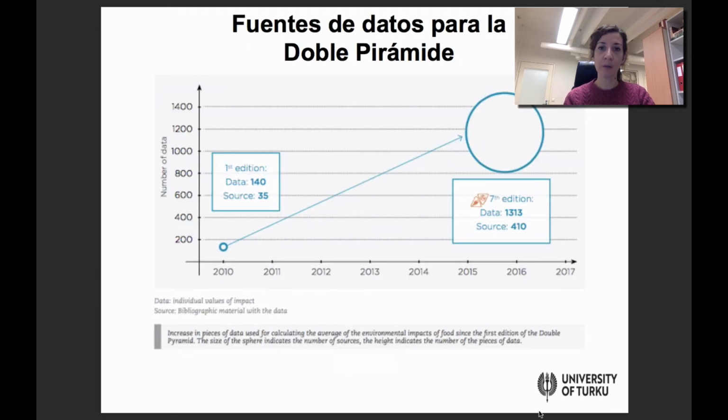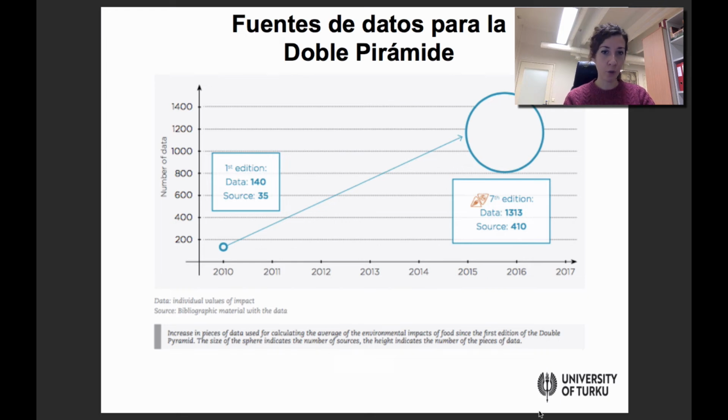So in the double pyramid, all these three types of footprints have been taken into account. And what has been done is that there has been a very wide analysis of the existing literature on these three different types of footprints: the carbon footprint, the water footprint, and the ecological footprint. And then there has been an analysis of all these publications, and then a summary to represent foods on the different layers of the pyramid.